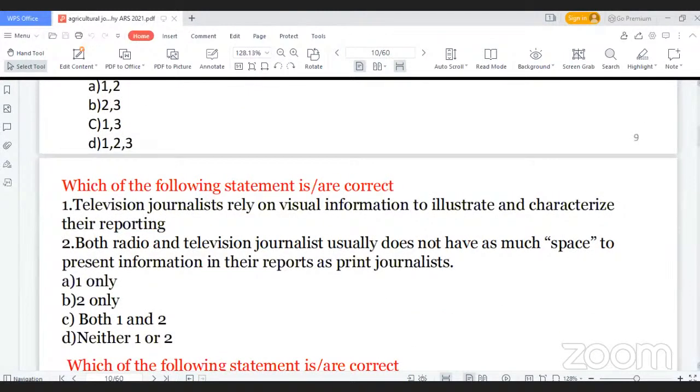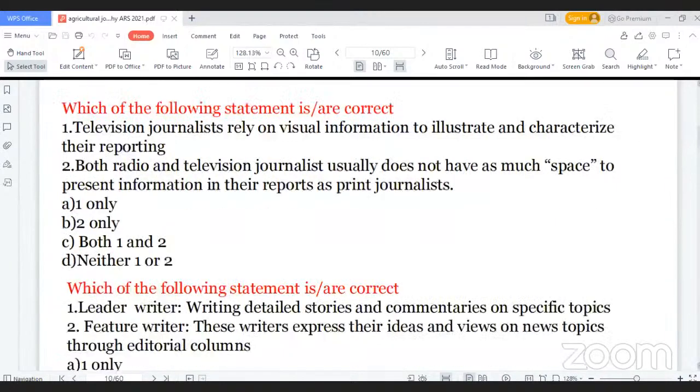Which of the following statements are correct? Television journalists rely on visual information. Yeah, true, to illustrate the characteristics of their reporting. Both radio and television journalists usually do not have much space, as I told. Yeah, both are true. Both 1 and 2 are true.